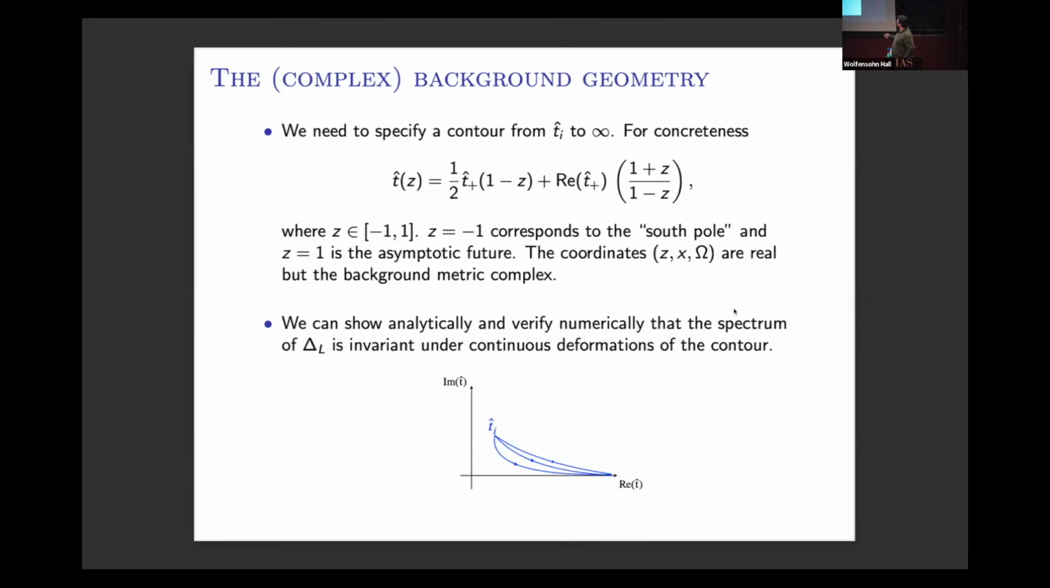And you might ask, okay, what's special about this particular contour? Well, we can show analytically and verify numerically that the spectrum of the propagator is independent of the contour as long as the contours are related by continuous deformations. If they are not related by continuous deformation, the spectrum doesn't have to be the same. And this is interesting because it means that all these geometries should be identified in the gravitational path integral, and it would be wrong to treat them as different geometries, although they are not technically connected by a diffeo, unless maybe one complexifies what one means by diffeomorphism.